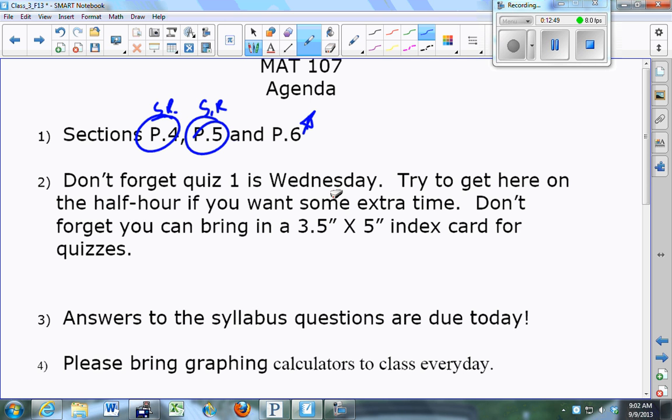Don't forget, quiz 1 is on Wednesday. Try to get here the half hour, meaning 8:30, if you want some extra time. Don't forget, you can bring in a little 3.5 by 5 index card like this with some notes on it. These are on my door if you need them. If not, you can just take a little piece of paper that's about the same size. I'm not going to be checking it, so.